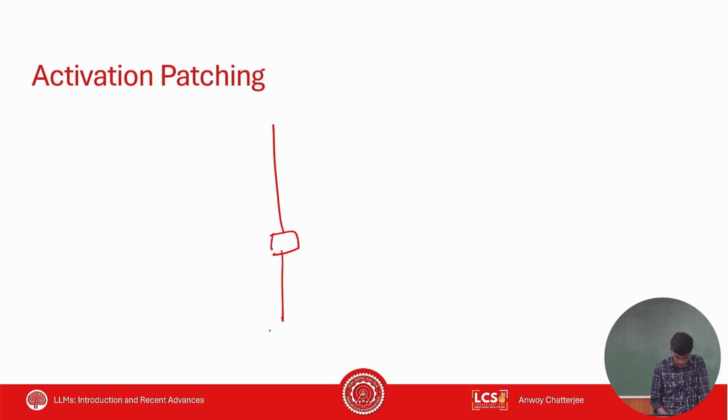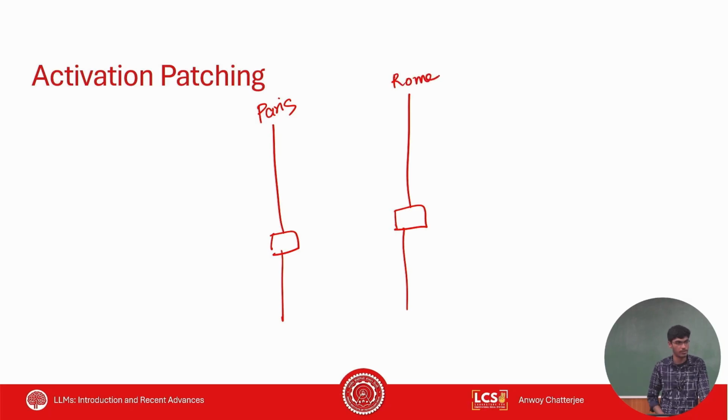Suppose this is my Paris output and this is my Rome output, right? So the activation here is, say, A dash. This is our component of interest for now. Just imagine we are working with a single component and the activation is A, right? We have already cached this.